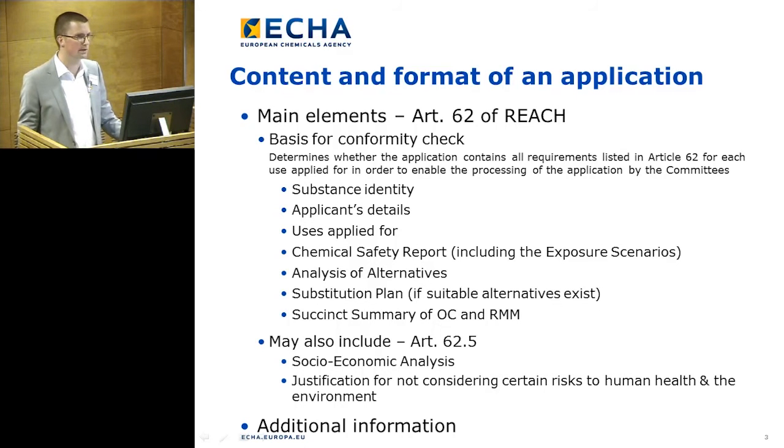Essentially, we would like to see a substance identity, the applicant's details, the uses that you apply for, the chemical safety report, including the exposure scenarios, the analysis of alternatives, the substitution plan, if suitable alternatives exist, and something which is called a succinct summary of operational conditions and risk management measures. Joanna, my colleague, will introduce those further to you. It may also include, on basis of Article 62.5, a socio-economic analysis and a justification for not considering certain risks to human health and the environment. You are free, of course, to add in additional information if that helps you to justify your case.